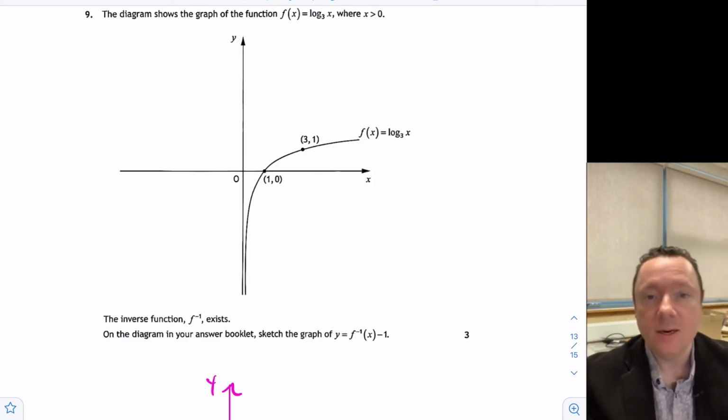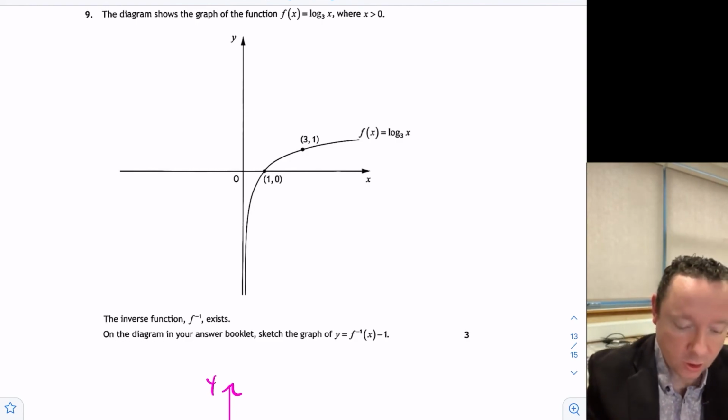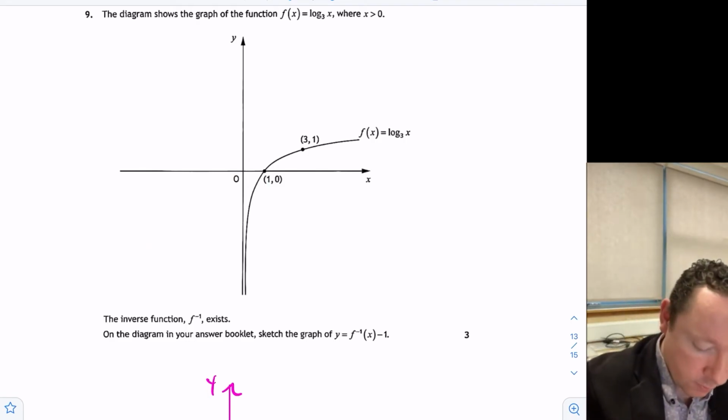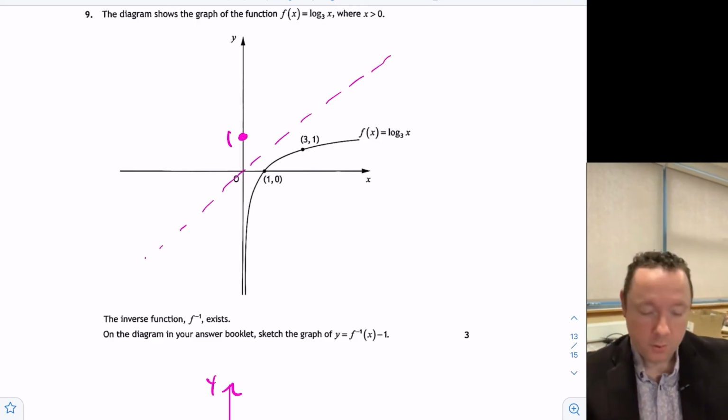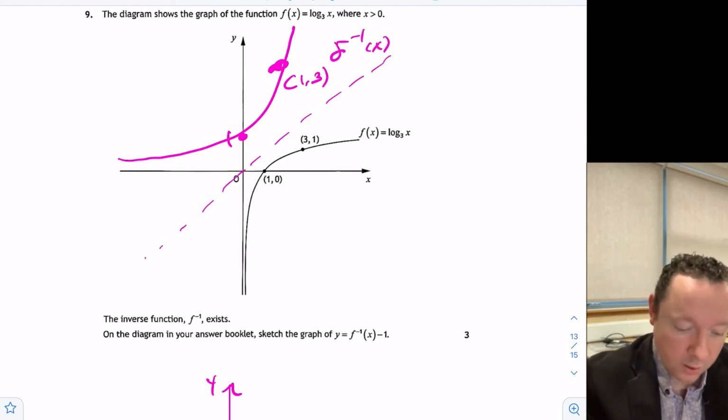Well, let's examine the inverse function first. The inverse function of a log is an exponential. And essentially, the easiest way to draw it, imagine a dotted line here, y equals x. The coordinates just switch places, okay? So here is my normal y equals x. So 1, 0 becomes 0, 1. And 3, 1 becomes 1, 3. And it just gives you an exponential curve. And that would be 1, 3. So that's the inverse function of x. So now I just need to take away 1, which means just to move it down by 1. So 1 is going to go to 0.